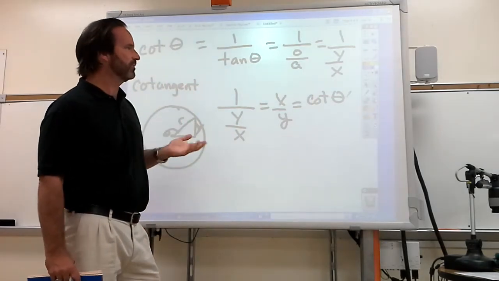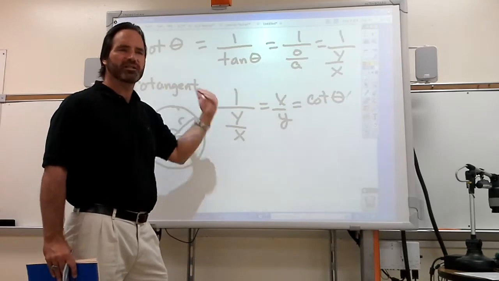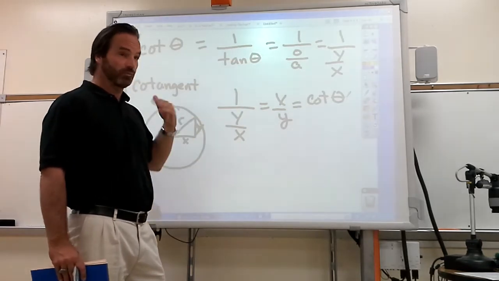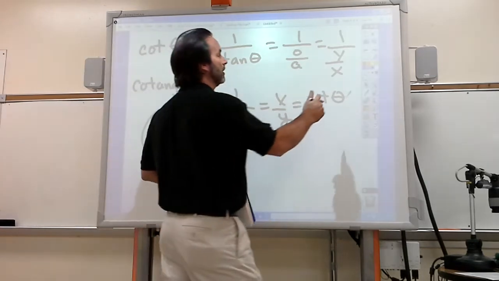But all we need to do now, if we know tangent, we put 1 over tangent, 1 over y over x, and then we can solve for that and flip. So we'll do a problem later, okay? All right.